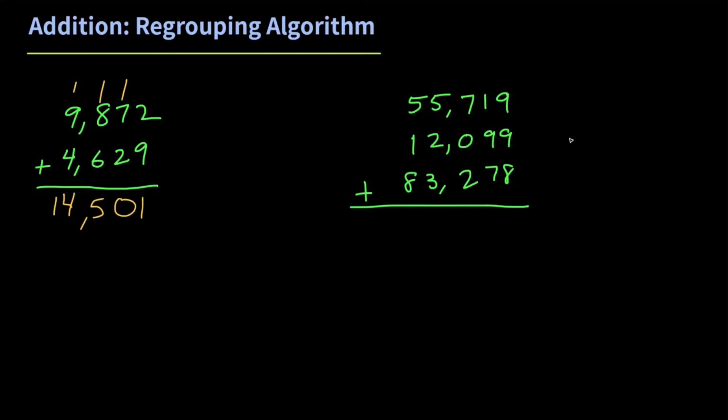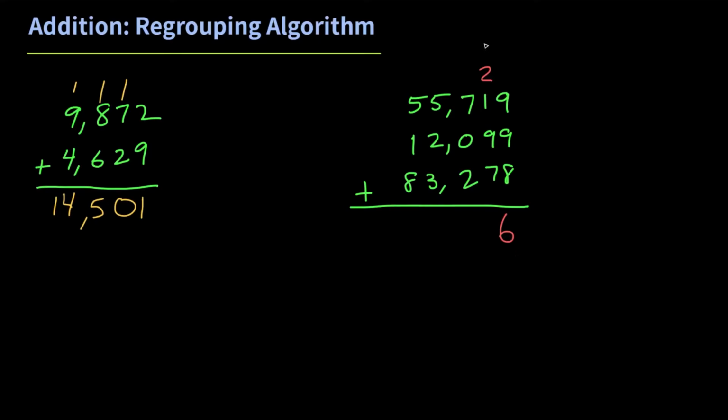In our last example in this lesson, we have 55,719 plus 12,099 plus 83,278. We want to find the sum of all of these numbers. So we start with the ones column. 9 plus 9 is 18, plus 8 is 26. So we put the 6 there and we carry over the 2. We can see we have 26.